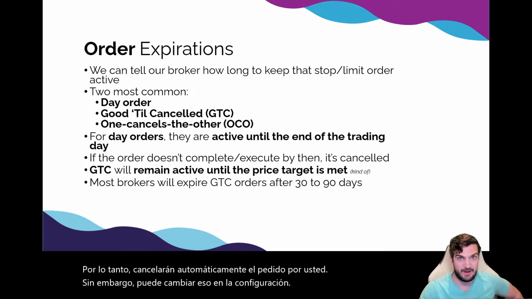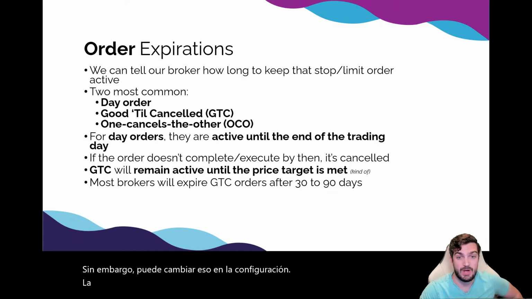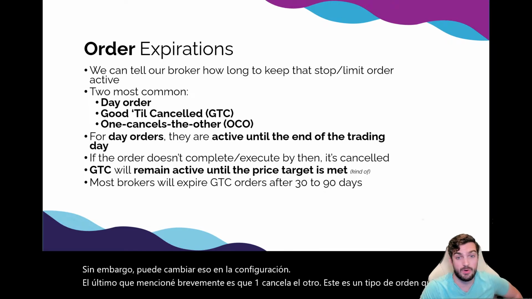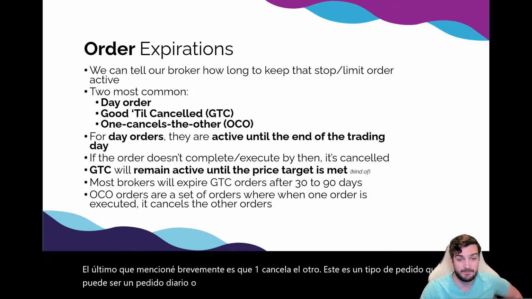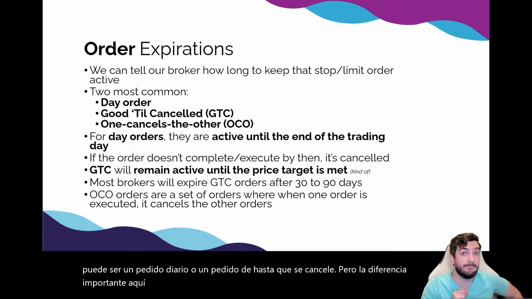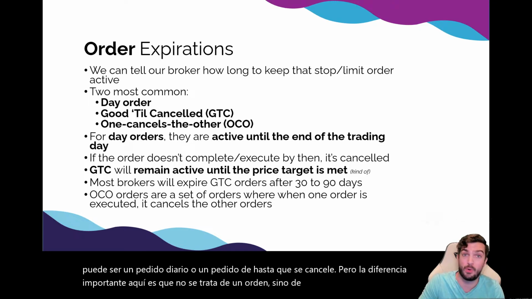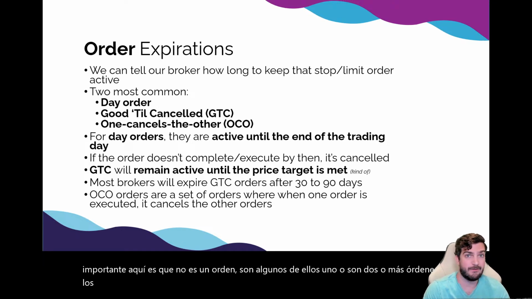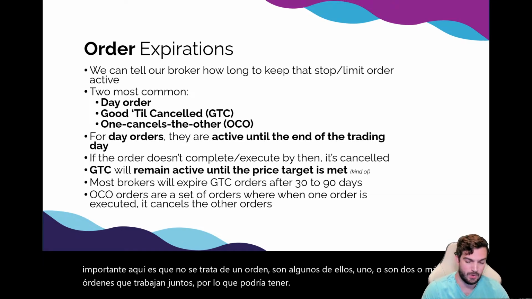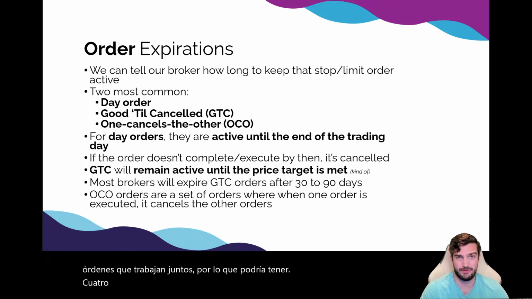The last one that I mentioned briefly is one cancels the other. This is a type of order that can be either a day order or a good till cancel order. But the important difference here is that it is not one order, it is a few of them. It's two or more orders that work together. So I could have 4 orders, and once one of those orders completes, the other 3 get canceled.